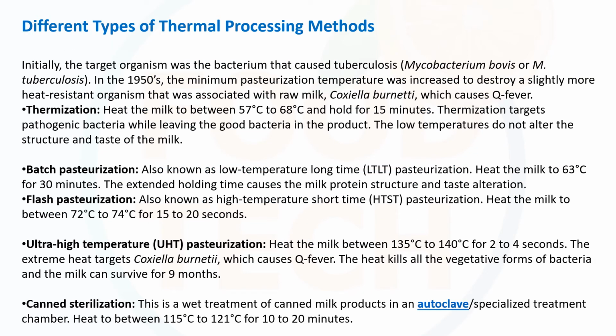The different types of thermal processing methods used in pasteurization are thermalization, batch pasteurization, flash pasteurization, ultra high temperature pasteurization, and canned sterilization. The pasteurization target microorganism is the bacterium that causes tuberculosis.